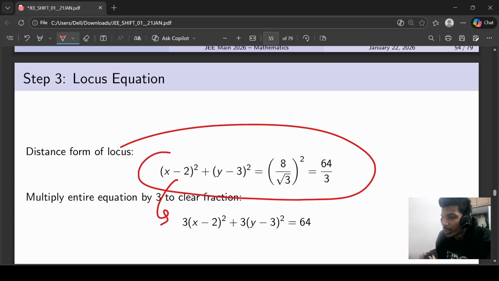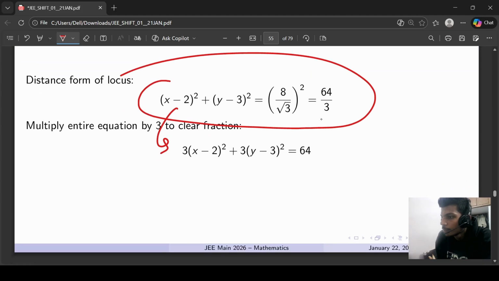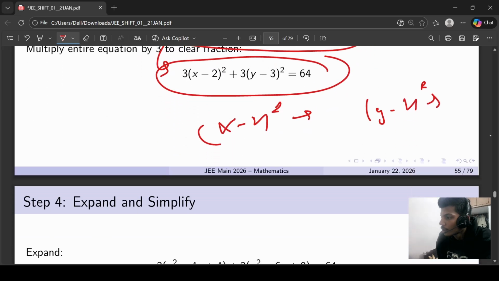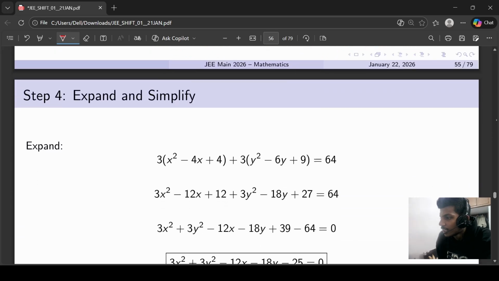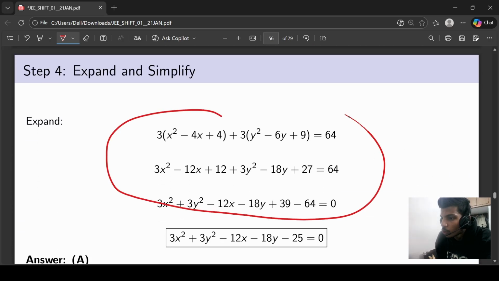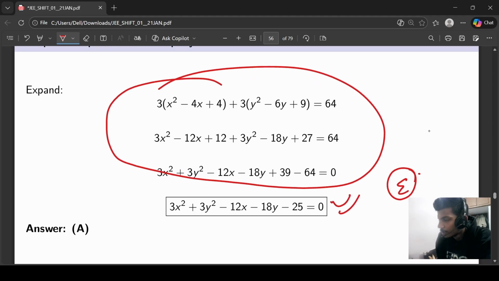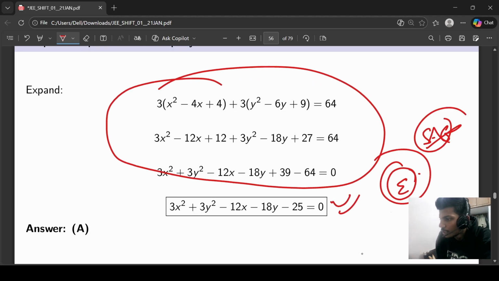Going to expand it. Okay, simply moving 3 to this side, we have 3 of (x minus 2) whole square plus 3 of (y minus 3) whole square is equal to 64. Simply going to expand (x minus 2) whole square and (y minus 3) whole square. So this is the final thing I will get, and later on solving the entire thing, this is the answer I will get. So this question is an easy one, not super easy, but yeah, an easy question.